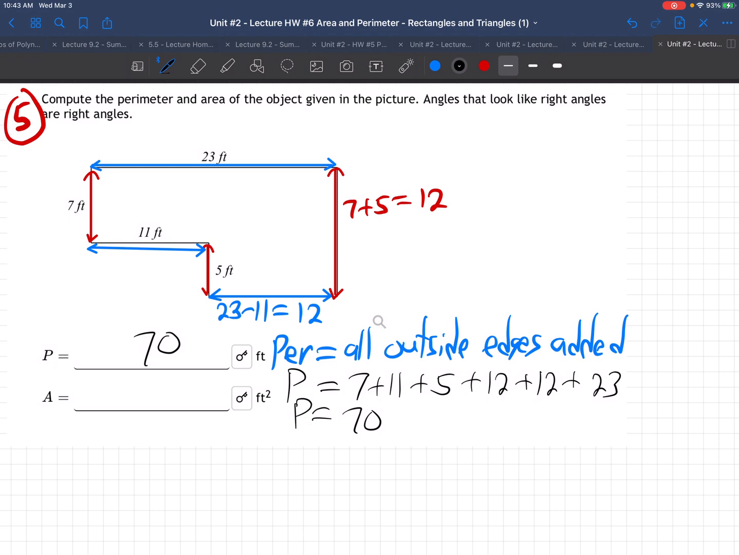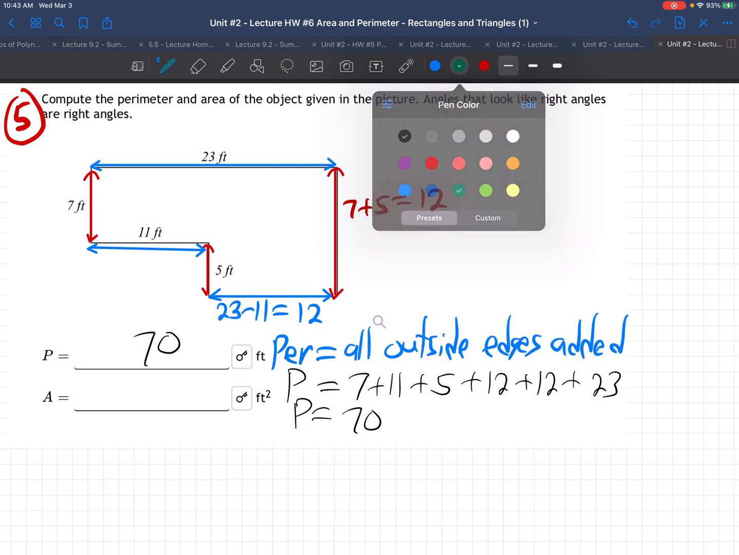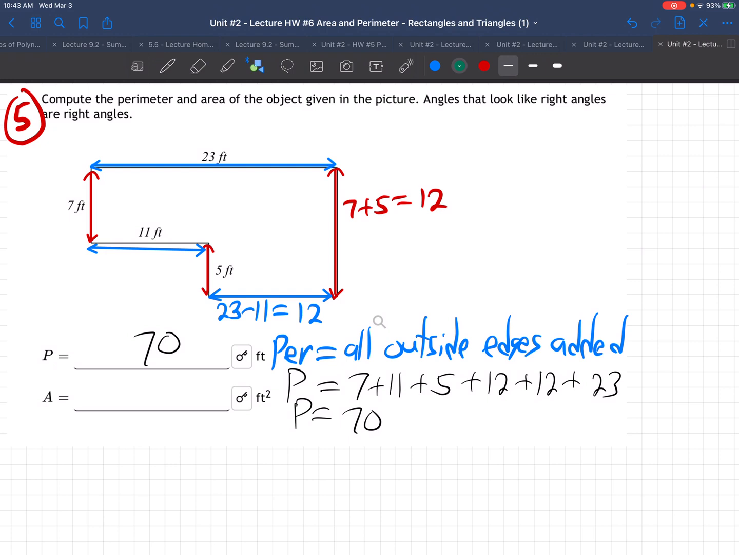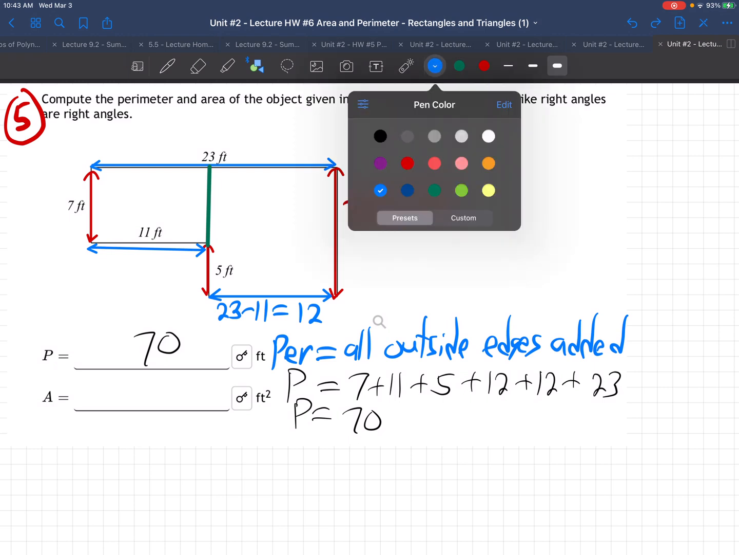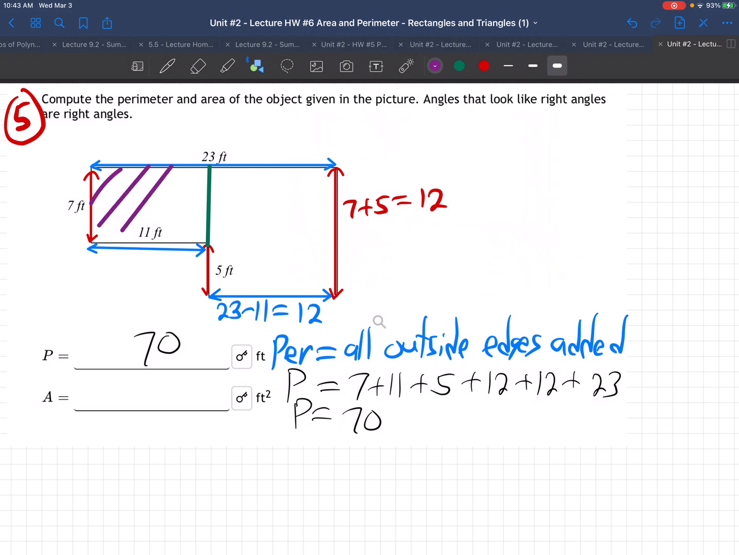Now, the second part, they want us to find the area. So how are we going to do area? Well, probably helpful to draw this line right through here and break it into 2 rectangles, huh? Or you could have done the one here as well, by the way. That'd work fine too. It doesn't matter. So, okay. So we've got 2 rectangles. Let's start with this one. What's the area of that rectangle?